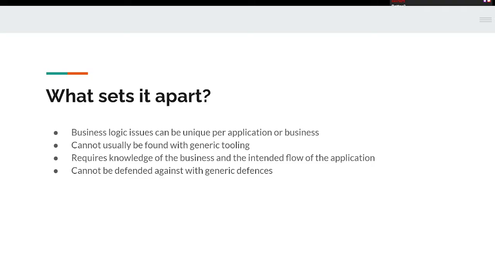So again, if you know how an application flows properly, you can go back into it and go, actually, what happens if I miss this step out, or if I do this step at the end, or I miss the first 7 steps out, who knows? But you need that knowledge to begin with. And it can't be defended against with generic defenses, for the same reason that you can't find it with tooling. You need to understand the flow of it to then defend against it.